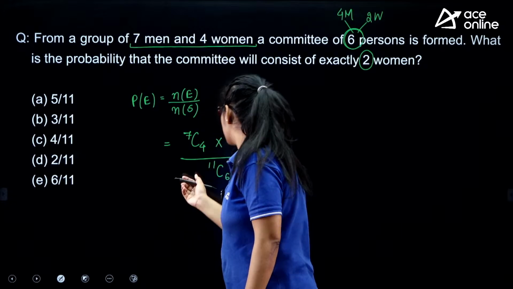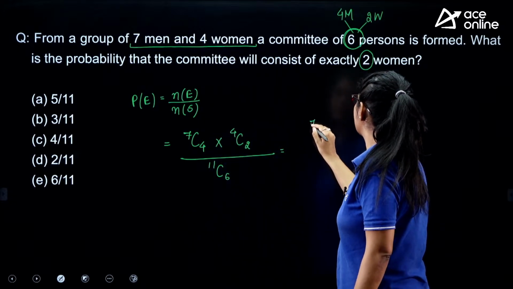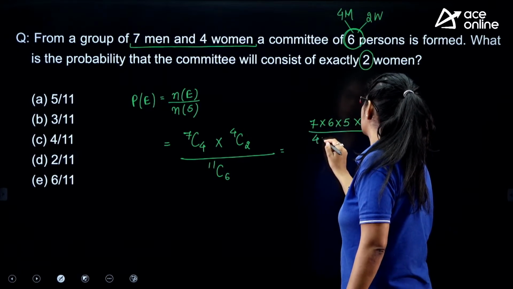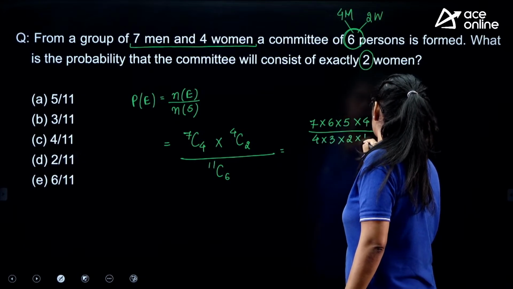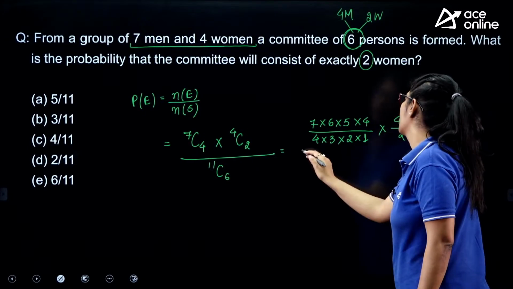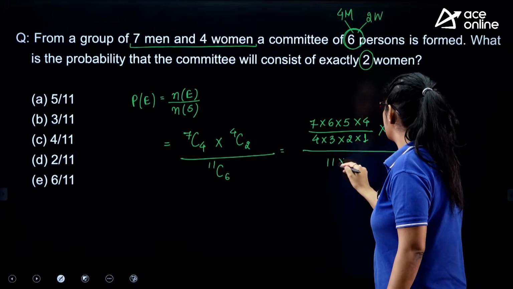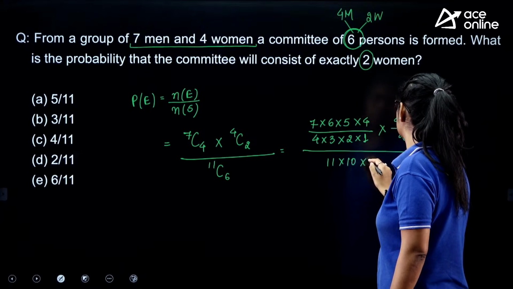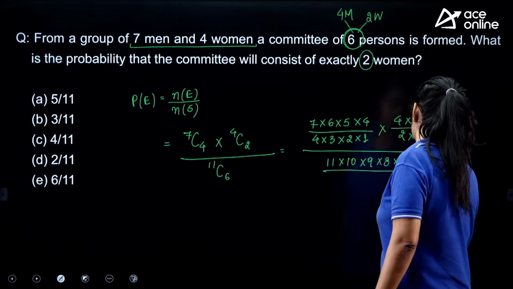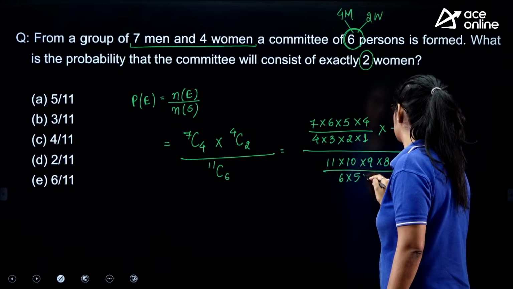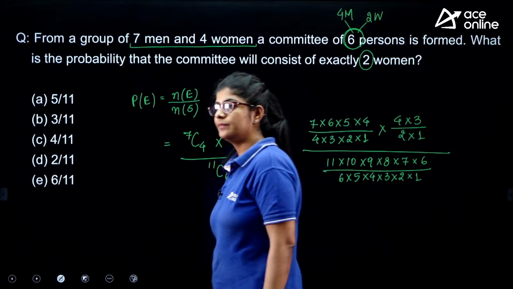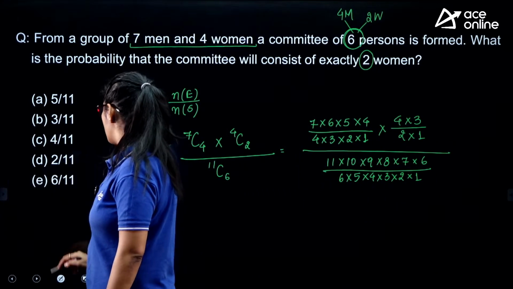Okay. Now what I have to do, I just have to write it like 7 into 6 into 5 into 4 divided by 4 into 3 into 2 into 1, multiplied by 4 into 3 divided by 2 into 1, divided by 11 into 10 into 9 into 8 into 7 into 6 divided by 6 into 5 into 4, 3, 2, 1. This is what we need to solve.